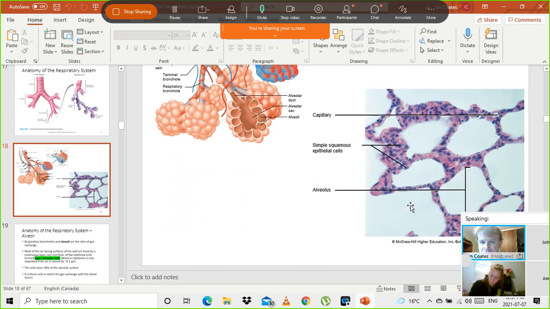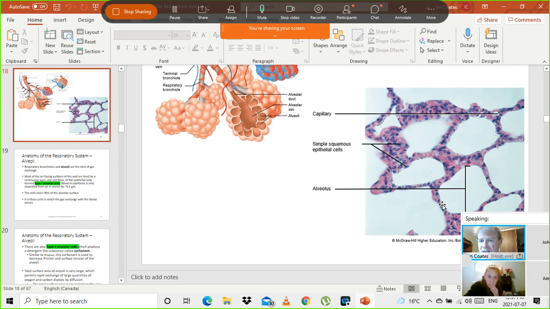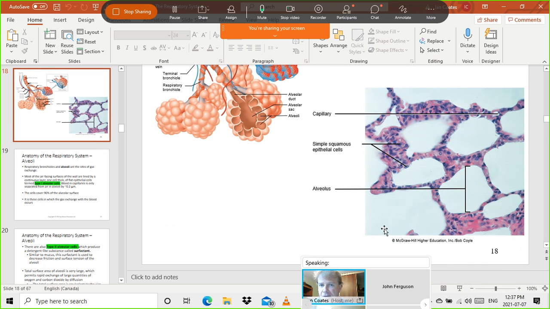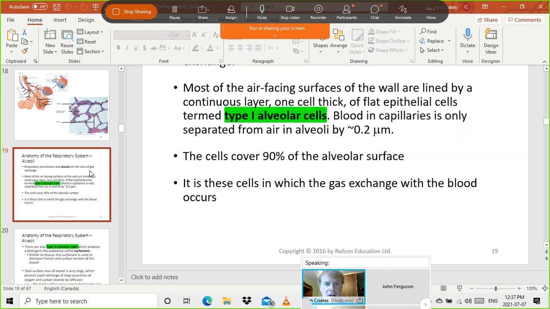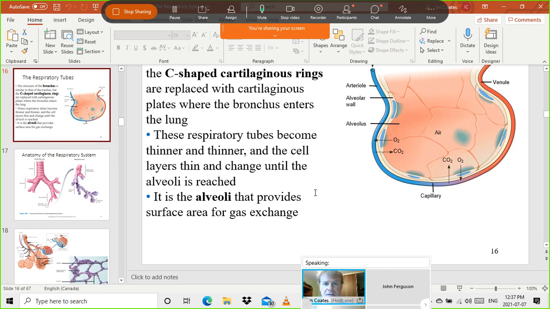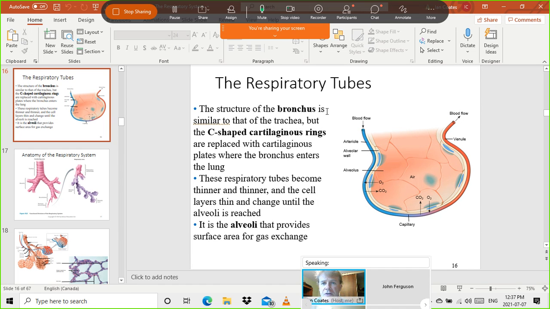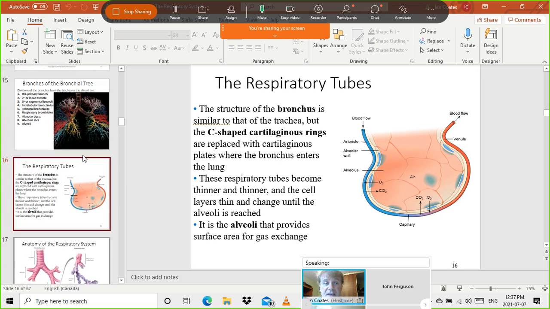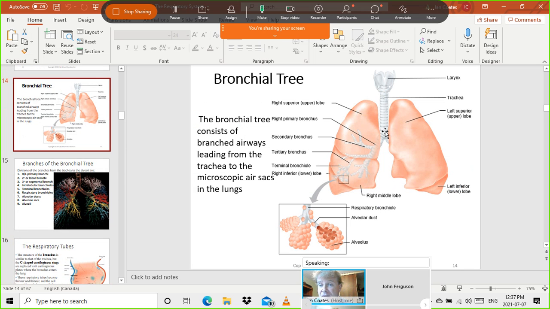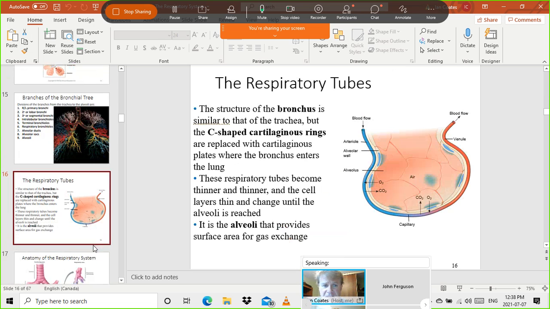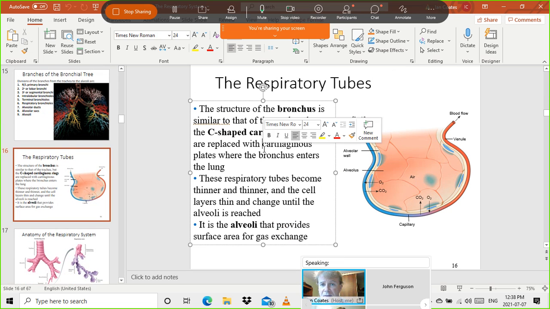What else we got here? And again, this is just a micrograph of these alveoli here. Okay, and you can have a look at them there. Oh, I wanted to go back to these ones here. Sorry. So, the structure of the bronchi is similar to that of the trachea, but the C-shaped cartilaginous rings are replaced with cartilaginous plates. So, these rings are basically only for the trachea and the big bronchus, okay? Once these little guys get smaller, they don't have the cartilaginous rings anymore. They still have some type of protection, okay? They have little cartilaginous plates, but really not as much as the trachea or the big bronchus.